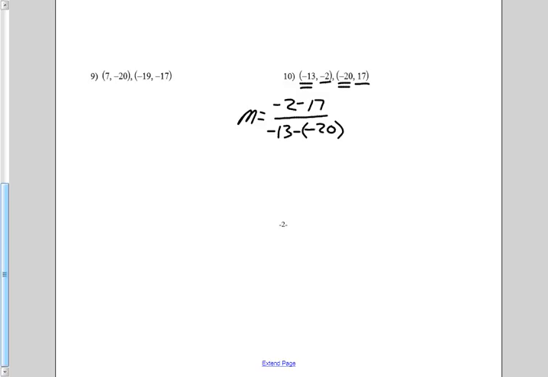Now let's clean it up. I'm going to have negative 19 over 7. And when I plug that in my calculator just to check, this is actually already in simplest form. So we can see immediately, done with slope. Right there it is. Now, we did get on number 7 here.